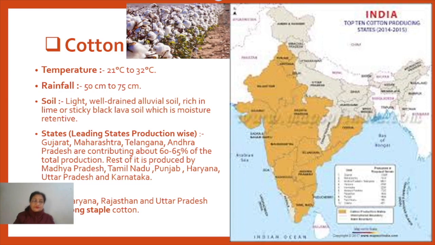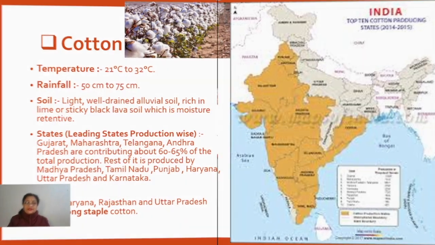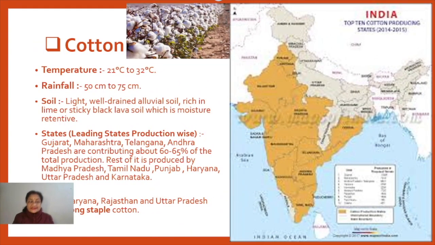But still, cotton is one of the main cash crops we still grow in India. Now, which are the leading states for it? Especially, you can see in the map itself, it's given: almost all the states of the southern region except Kerala. Rest all states almost grow cotton.